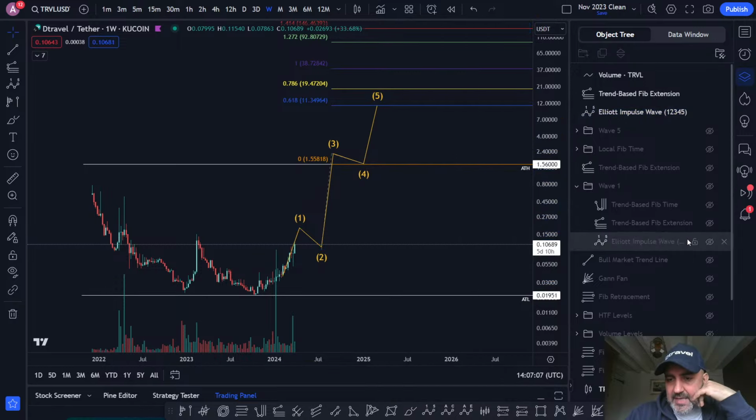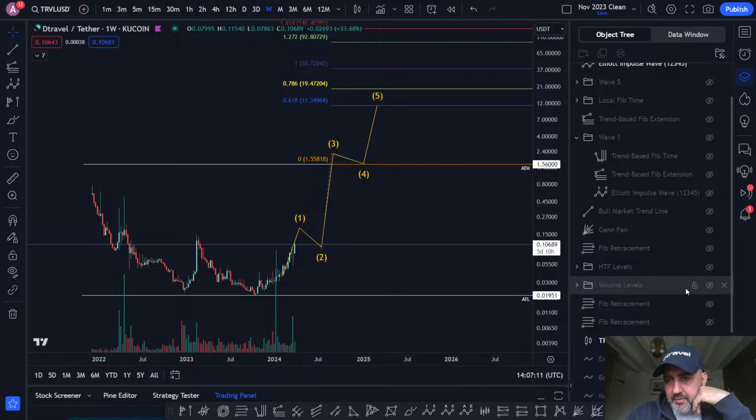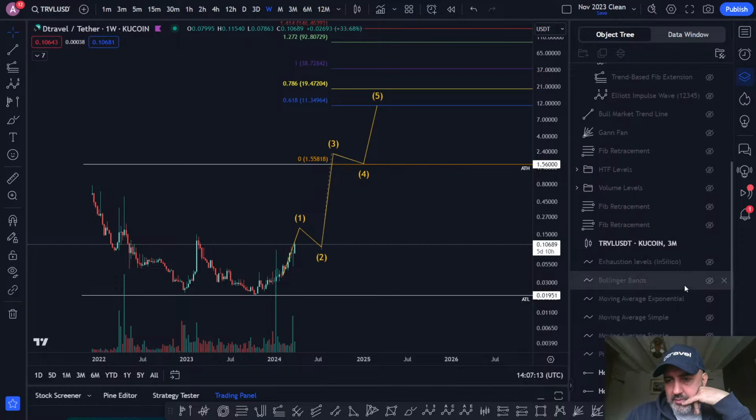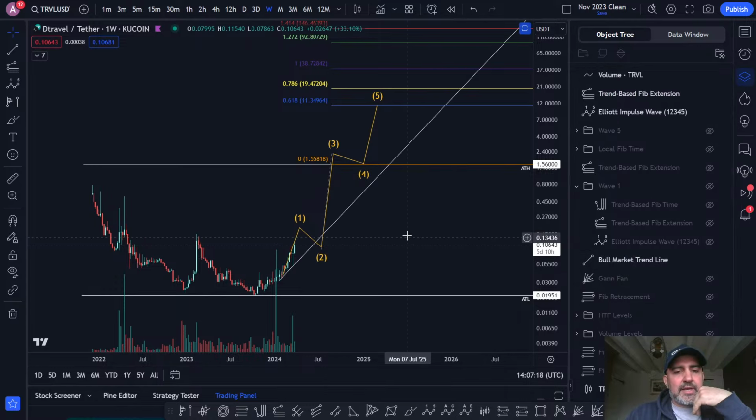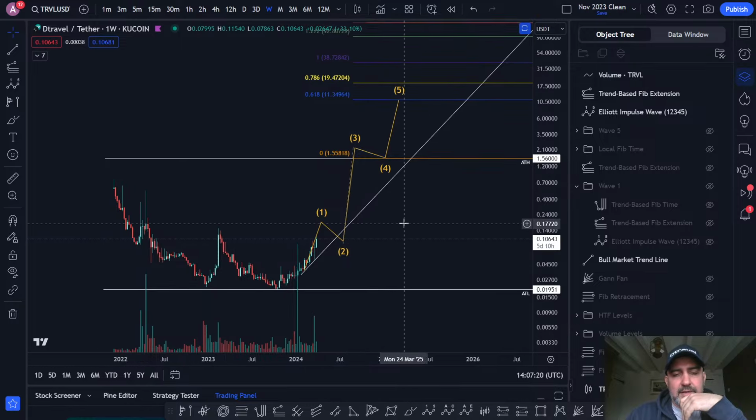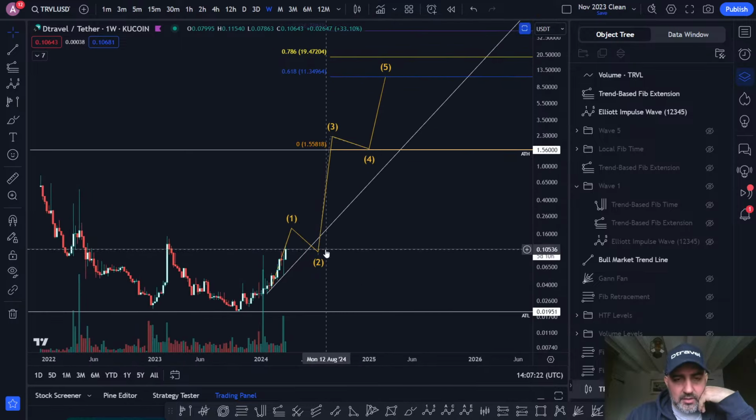then the other thing was that trend line. I just want to see that trend line again. Where is it? Where is it? Bull market trend. That's the bull market trend line. All right, so you don't really want to lose it.